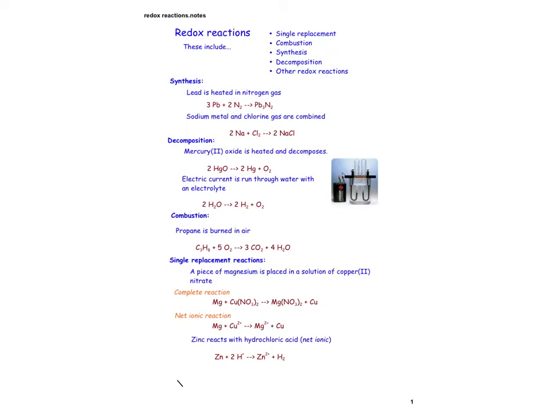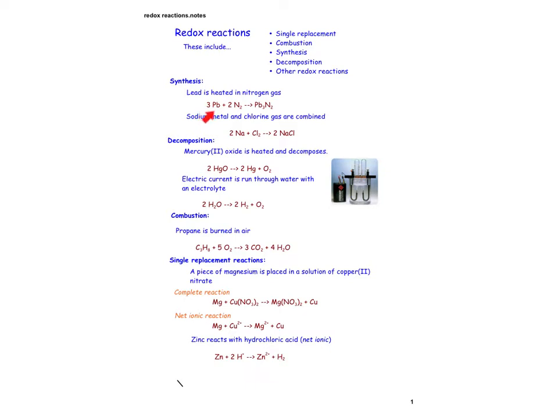In a first-year chemistry course, we talk about single replacement and double replacement, combustion, synthesis, and decomposition type reactions. In this class, we're going to divide things slightly differently. We've already talked about two types of double replacement, precipitation and acid-base reactions. And then we can take a look at all of these different reactions as redox reactions. So here are a few common examples.